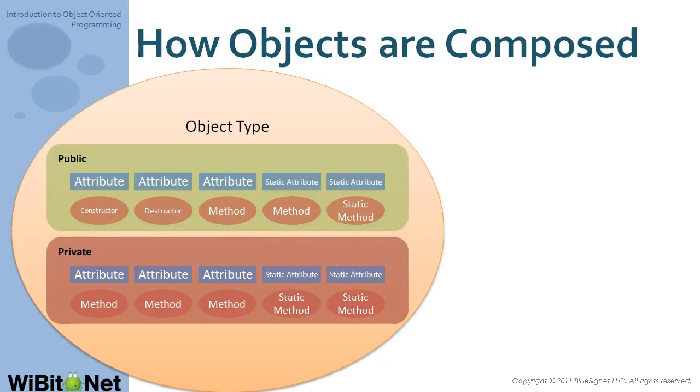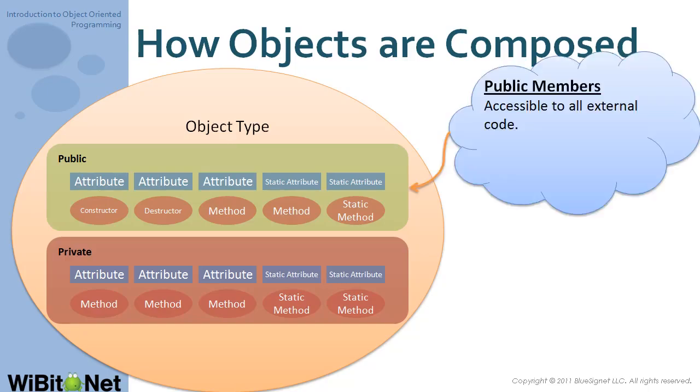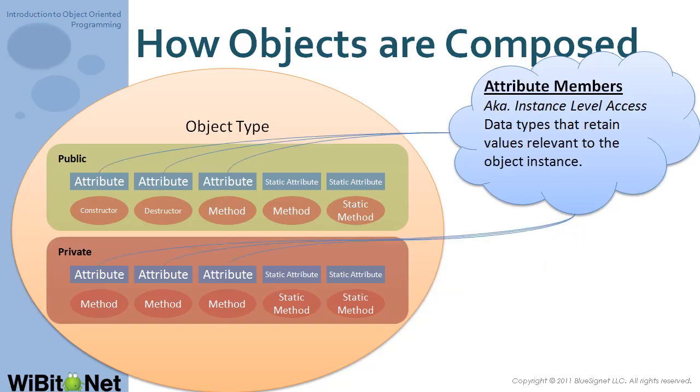So let's take a look at how objects are composed. Here we have an object type, or a class, and we have public and private members. So the public attributes and the static attributes and the constructors, destructors, methods, all that kind of stuff is accessible from outside the object. And so that's accessible to all external code. And then the private members are only accessible to code from within the class. Right. We don't have protected members here, but we will discuss them more in depth when we get into inheritance, where those come into play.